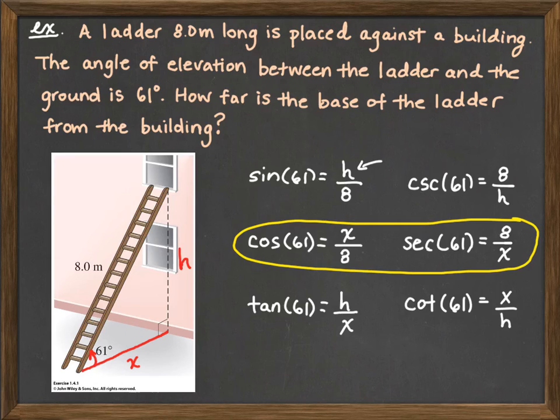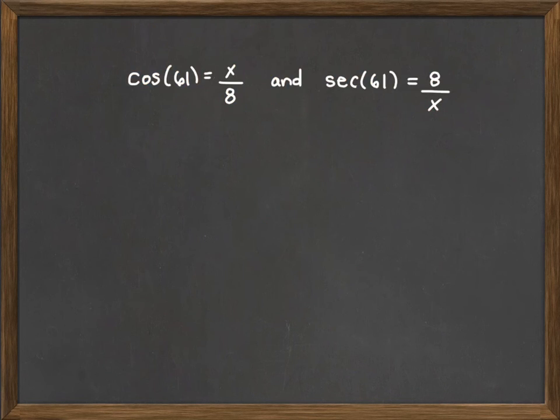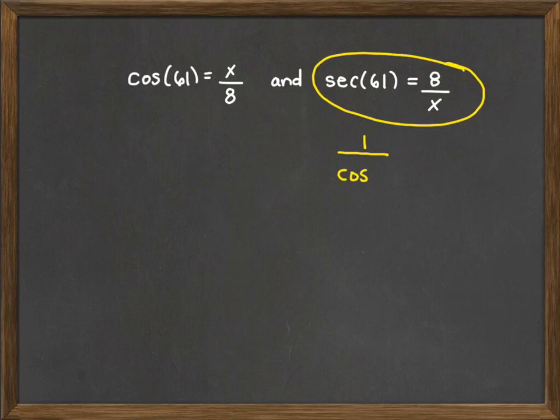We could use sine. We're going to have to then solve for h, and then use the Pythagorean theorem to solve for x, which is just going to be a little bit more time than necessary. So here we go. Last time I used, I think, sine. So let's solve for x using secant. So first we need to remember that secant of 61 is the same thing as the inverse of cosine. So secant of 61 is the same as 1 over cosine of 61. And then that's going to be equal to 8 over x.